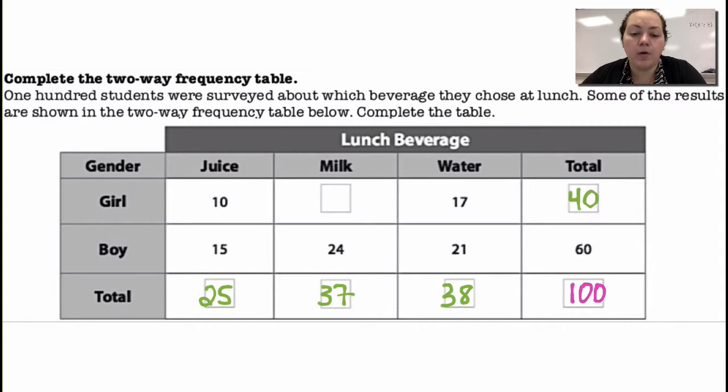So now for milk, I know that there was 24 boys that liked milk. So I'm going to subtract the 24 boys from the 37 total that chose milk, and I'm going to get 13. So now I've filled in my whole table.